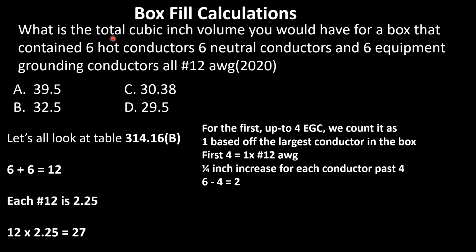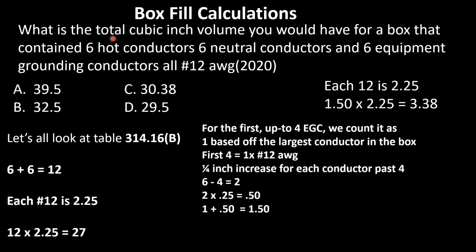The easiest way to do it is take our total equipment grounding conductors. 6 minus 4 is going to equal 2. So we have 2 that we need to increase. We take 2, multiply it by 0.25, and that's going to give us 0.50. Now we have to take that and add that back to our original 1. 1 plus 0.50 equals 1.50.